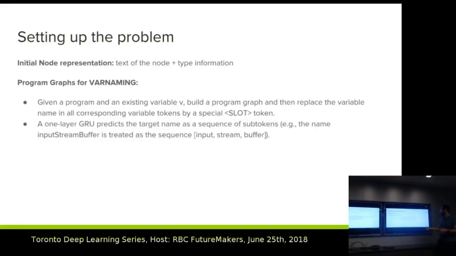The next step is that they use the gated graph sequence neural network to predict sequences like these. For example, the first token is input, the second token is stream, the third token is buffer, to generate a variable name that is input stream buffer. So you are learning from how the other variables are being named in their context. That's right. So you're learning that name, this sequence of subtokens, to generate that name based on the context and how the variable is used and all that.